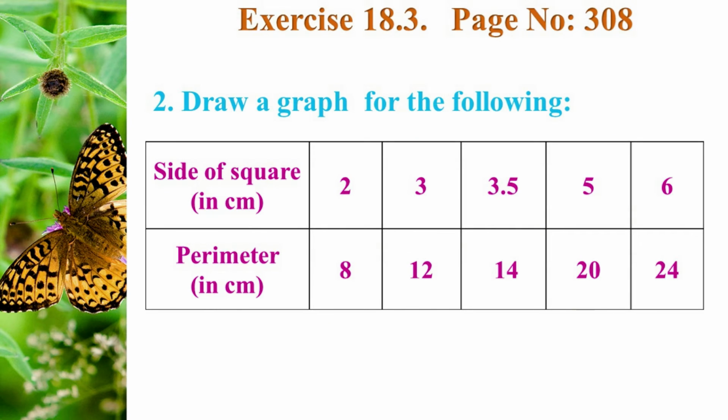Let us move to exercise 18.3. Second question. Draw a graph for the following. Side of square in centimeters: 2, 3, 3.5, 5, 6. Perimeter in centimeters: 8, 12, 14, 20, 24.